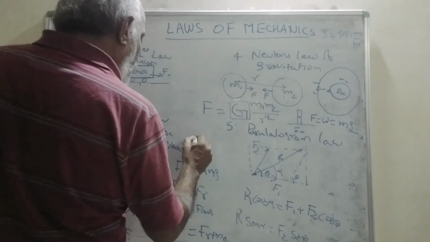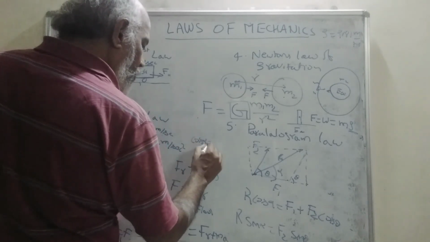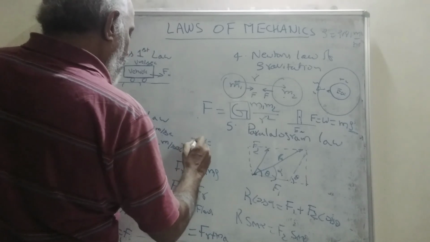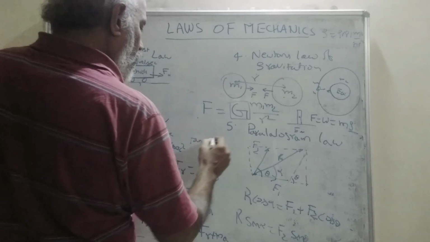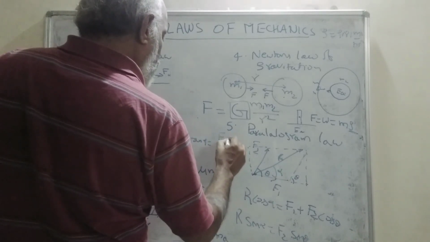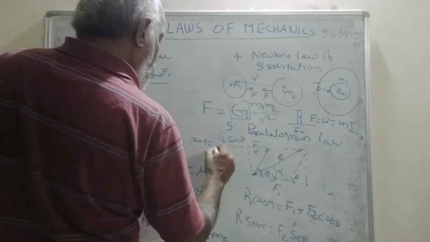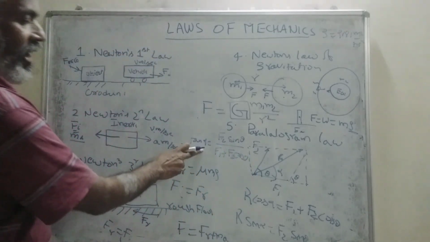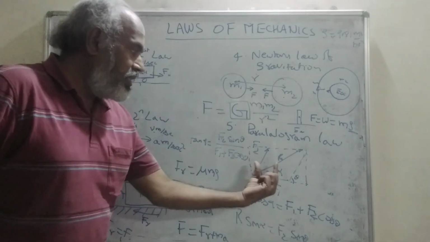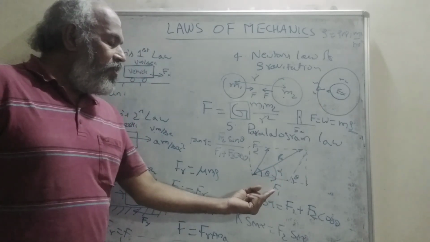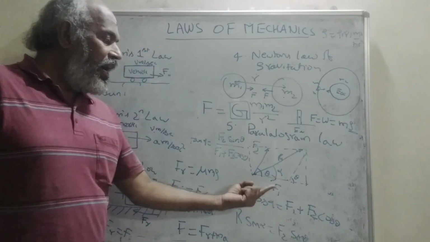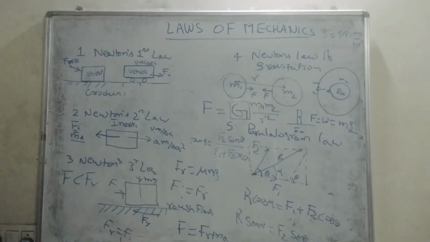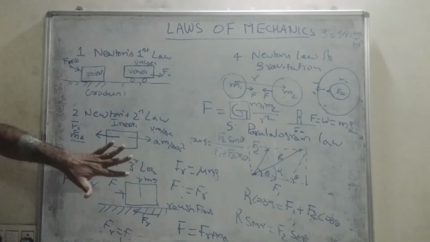So first of all, you identify alpha: tan alpha is equal to F2 sin theta by F1 plus F2 cos theta. Once you find the value of angle alpha, you can calculate the value of the resultant. This resultant is nothing but the equivalent force that can be applied at an angle alpha in place of F1 and F2. So with these laws, the complete mechanics can be studied.